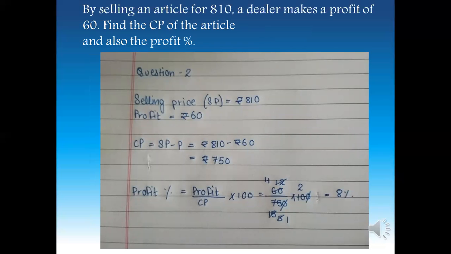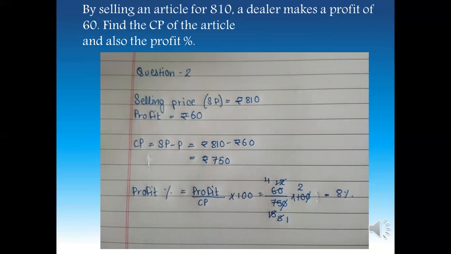Now let's move on to the third and the last situation. In this situation, we will have the profit and the selling price. So let's read the question. By selling an article for rupees 810, a dealer makes a profit of 60 rupees. Find the CP of this article and also the profit percentage.